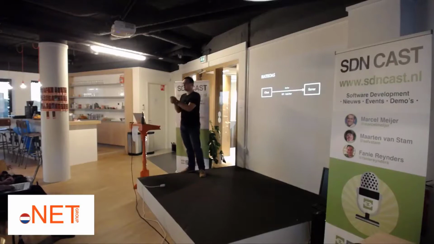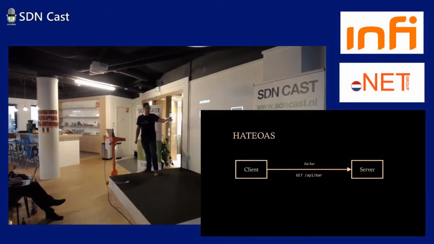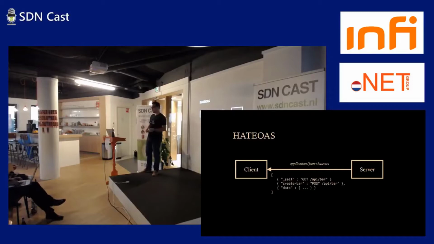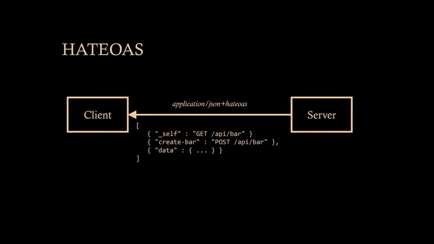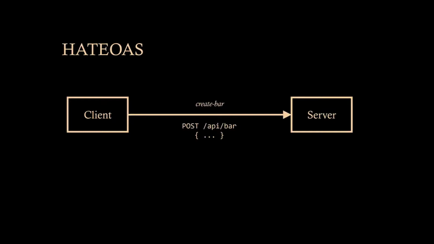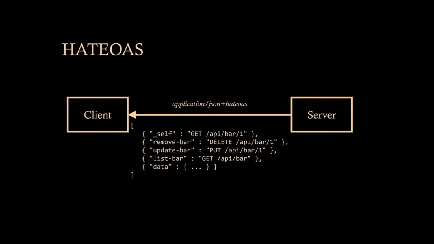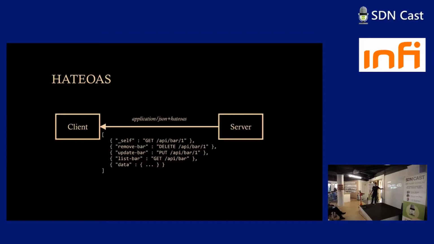Get me the bar, which is a GET on API bar. The server says, okay, great. Here's another JSON HATEOAS response. That's who you are, and this is how you create a bar, and there's your data, whatever you requested. It's like a wrapper. And it says, okay, I want to create a bar. So create bar, it will be a POST on API bar. The server says, okay, great, I just created that bar for you. This is what you can do: you can remove that bar, update that bar, list the bars, and there's the data you've just created with the URLs. And so on and so forth. Like deleting: okay, I've just deleted it, this is what you can do. So it's like navigating your API.